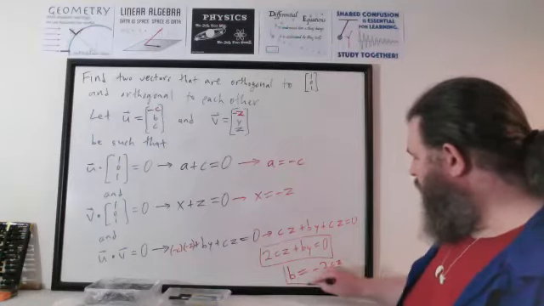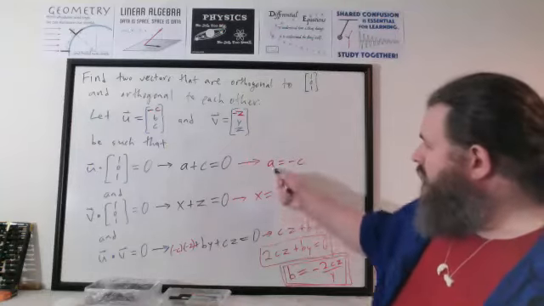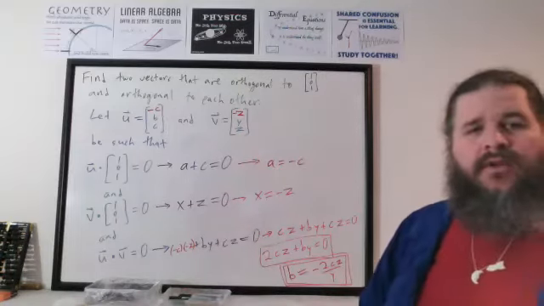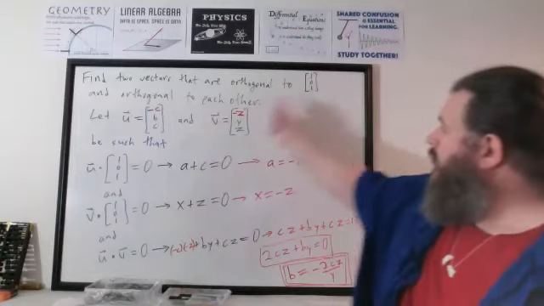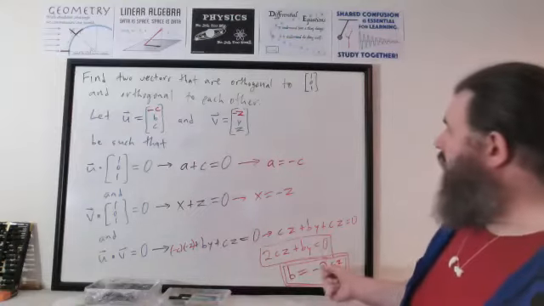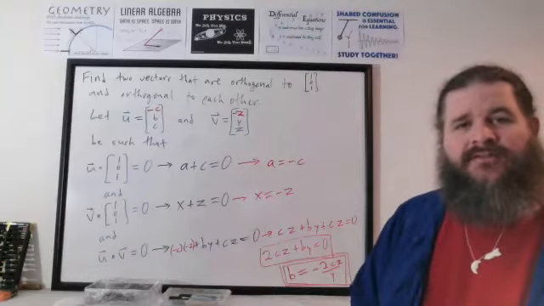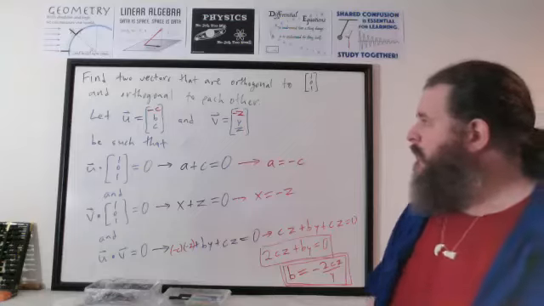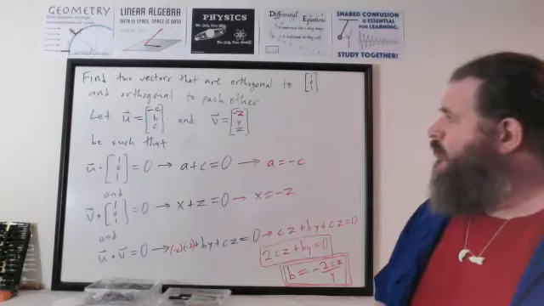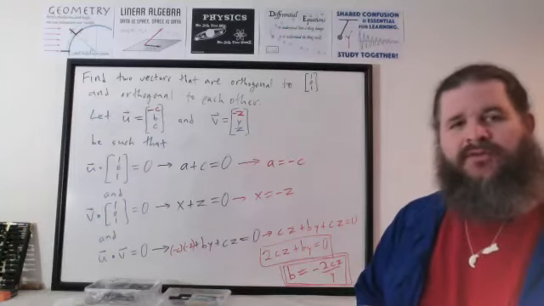So this is the one extra restriction that we know has to be true. The previous restrictions that a has to be negative c and that x has to be negative z, those guaranteed that each of these vectors was orthogonal to 1, 0, 1. This extra restriction that b has to equal negative 2 times c times z divided by y will guarantee also that the vectors are orthogonal to each other. So we can now write out both of these vectors in terms of only 3 unknown variables instead of 6 unknown variables. Any questions on that work so far?